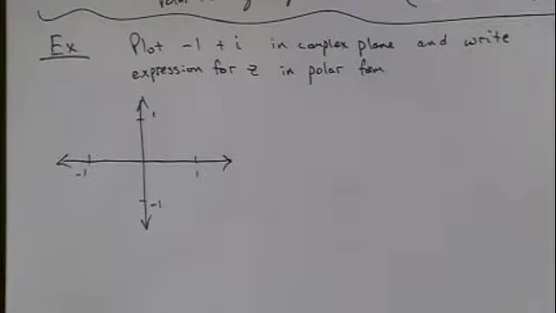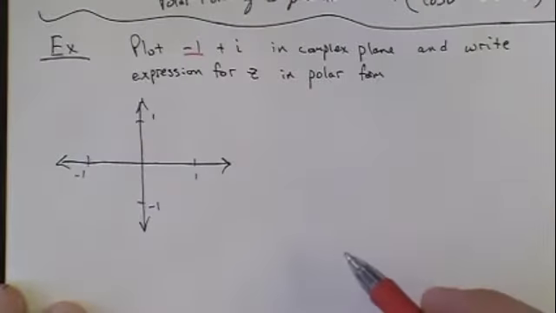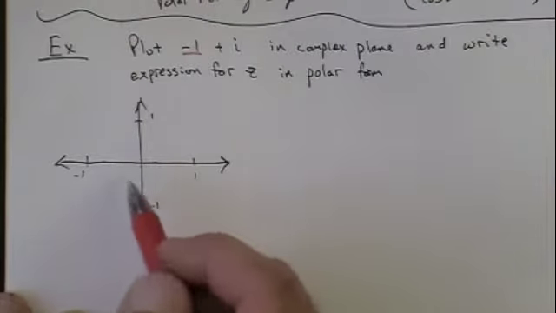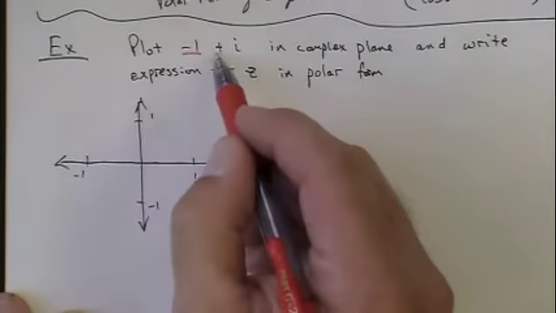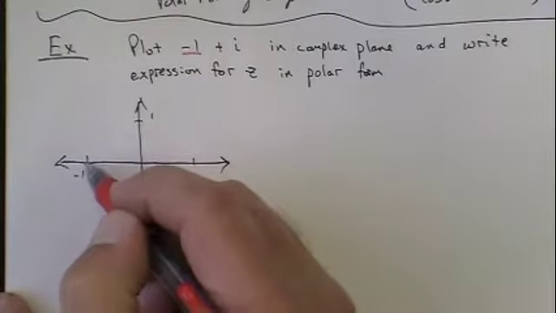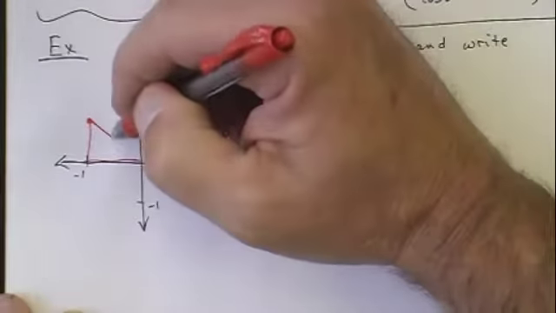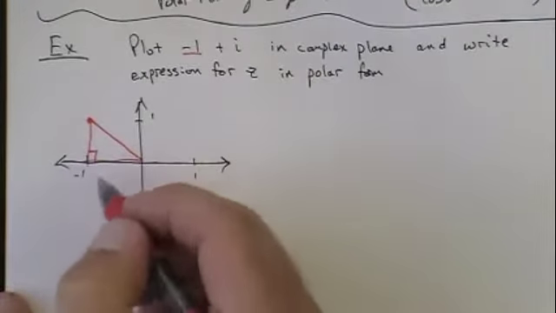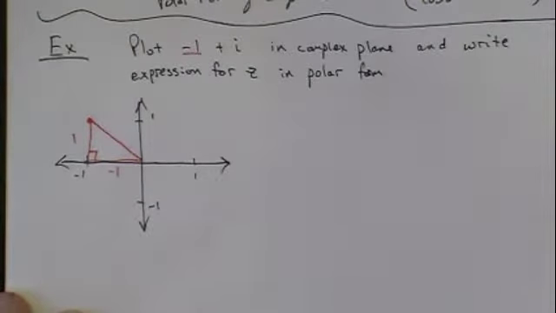For this example, we're going to plot -1 plus i in the complex plane and write the expression for z in polar form. So let's start with just our plot. The -1 here, this first value, remember that's our real value, so that's going along the x-axis. So we're going to go back 1 because it's a -1. So we've gone back 1, and then plus i tells us we're going up. So we've gone back 1 and up 1 to this point right here. This does make a right angle, so we know that this value, -1 this way and a +1 this way. So there's plotting that point in the complex plane.